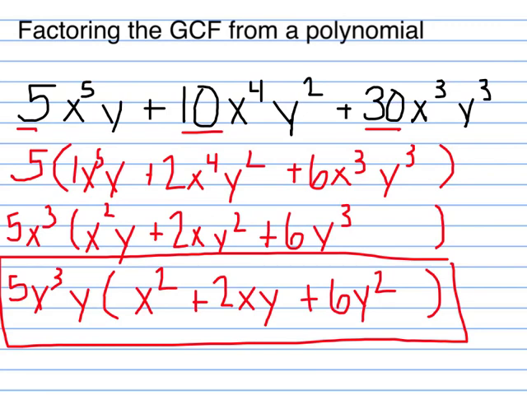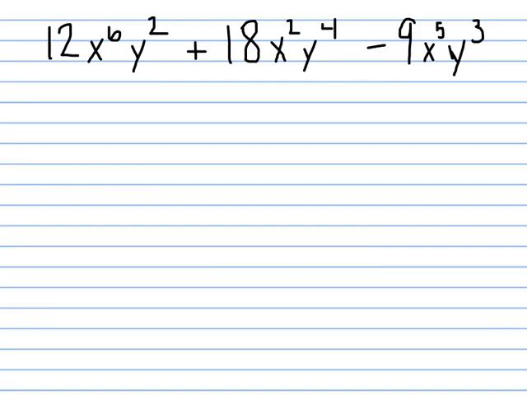Now normally you can do that all in one step, so let's take a look at an example where we would do that all at once. Alright, so in this polynomial we have 12x to the 6th y squared, 18x squared y to the 4th, minus 9x to the 5th y to the 3rd.